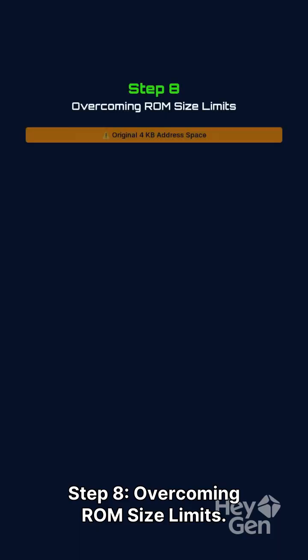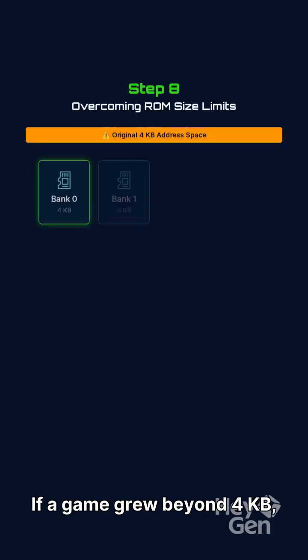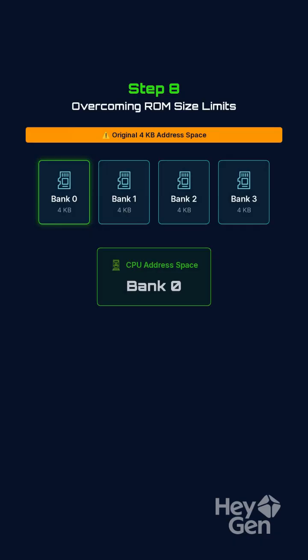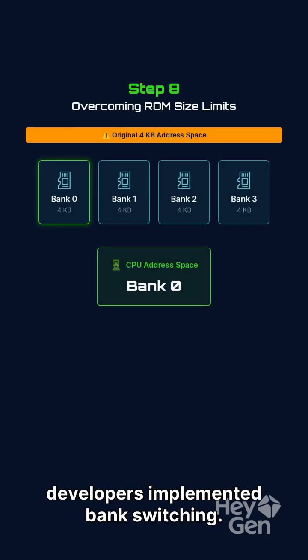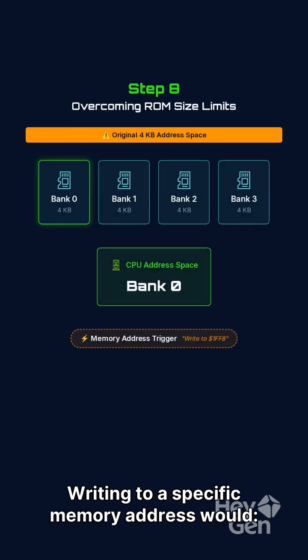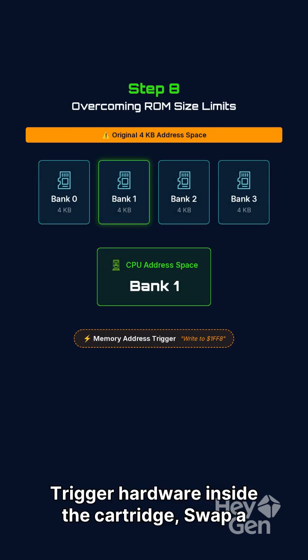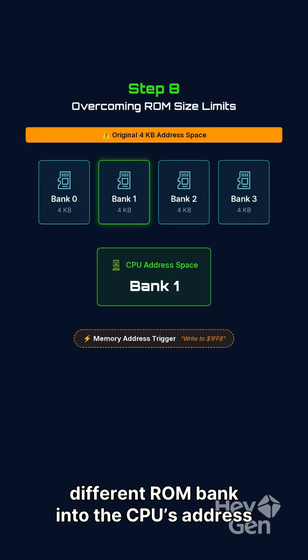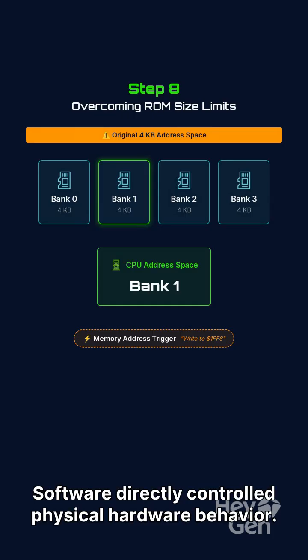Step 8. Overcoming ROM size limits. If a game grew beyond 4 kilobytes, developers implemented bank switching. Writing to a specific memory address would trigger hardware inside the cartridge to swap a different ROM bank into the CPU's address space. Software directly controlled physical hardware behavior.